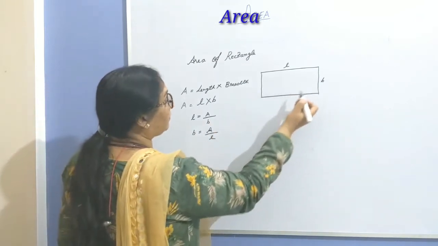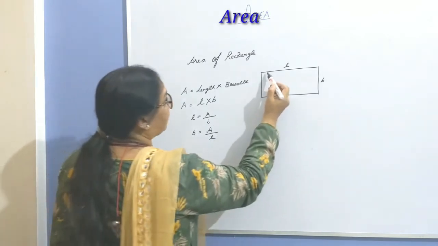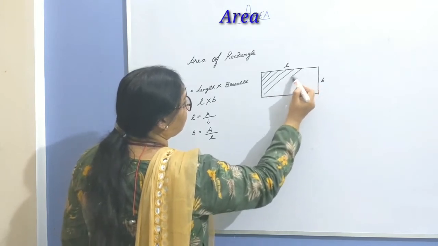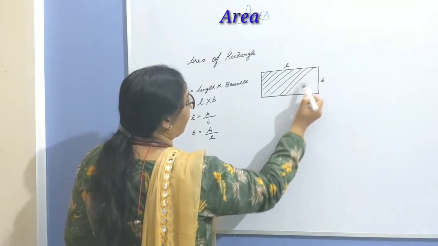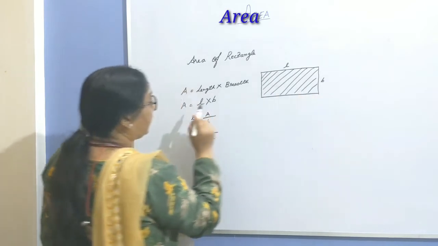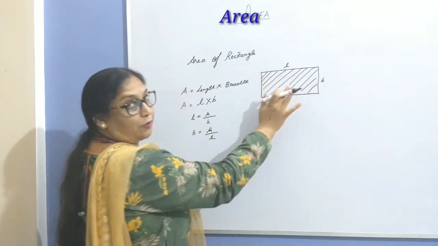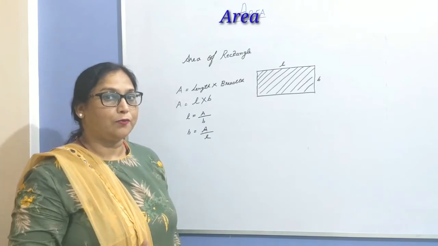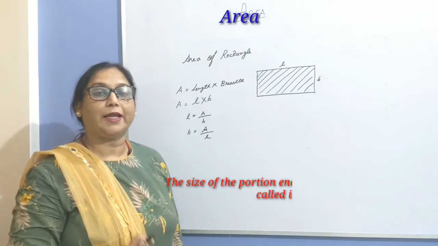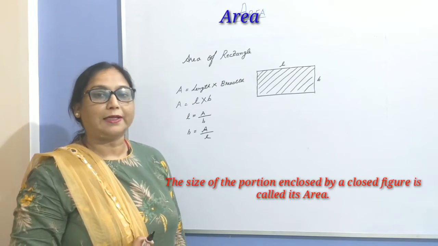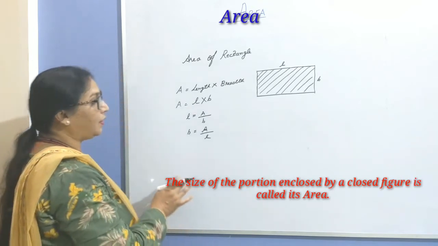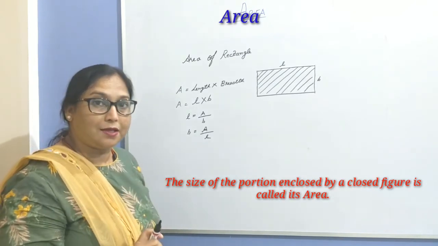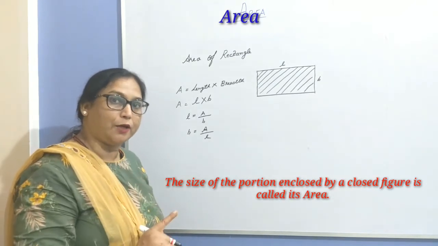And which portion of this rectangle is area? As I told you, the size of the portion enclosed by the figure. So this is the area of this given rectangle. So when you multiply length into breadth, you cover this portion of the closed figure. So children, what do you mean by the area of the closed figure? The size of the portion enclosed by that closed figure is called its area. And here you have learned how to find area of a square, and in case the area is given, how to find each side of the square.